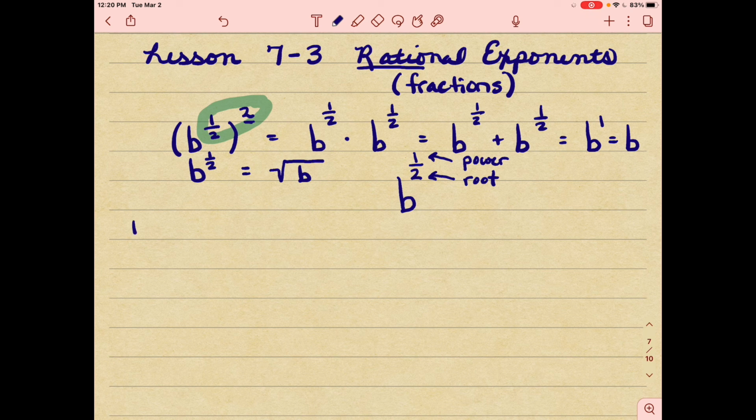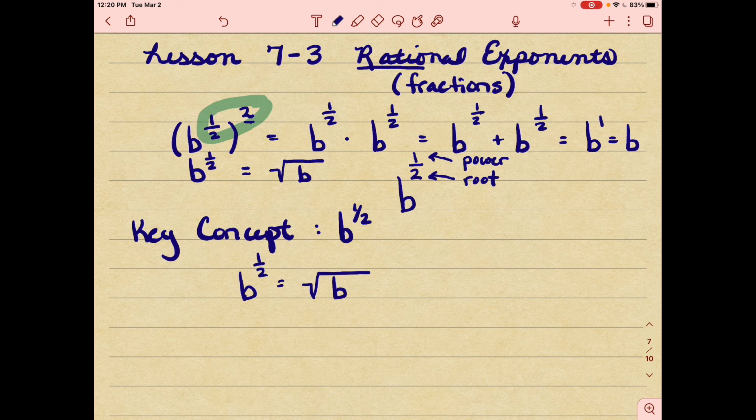Here is our first key concept. You're writing this down, key concept. B to the 1/2. For any number b, b to the 1/2 equals the square root of b. They're actually just two different ways of writing the same thing. So here's a couple examples. Make sure you write all of them.